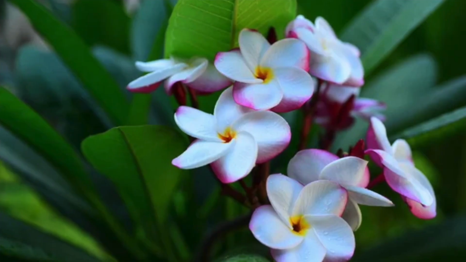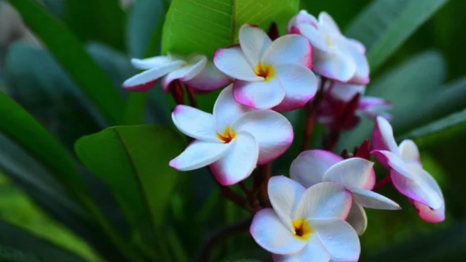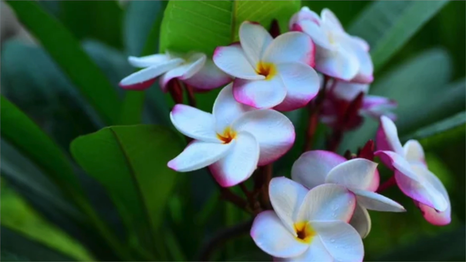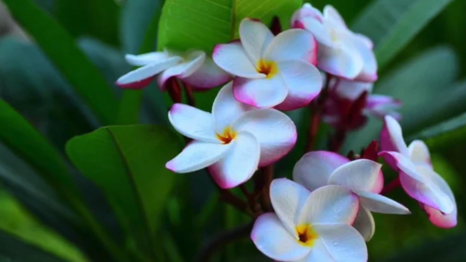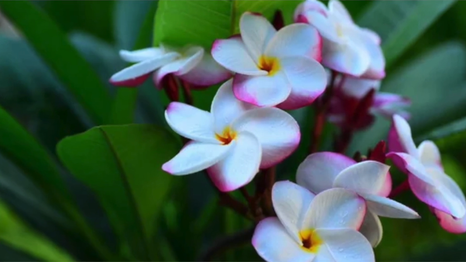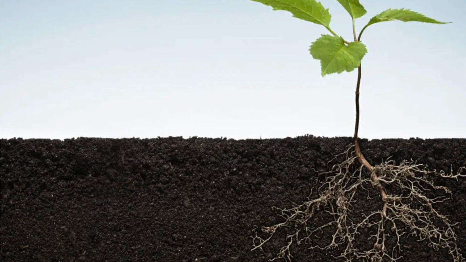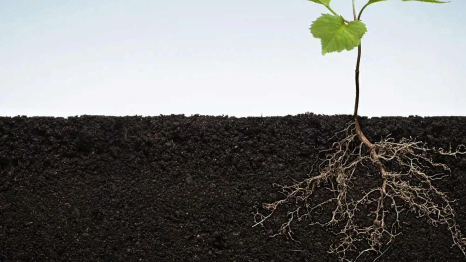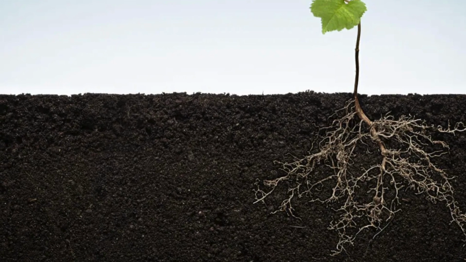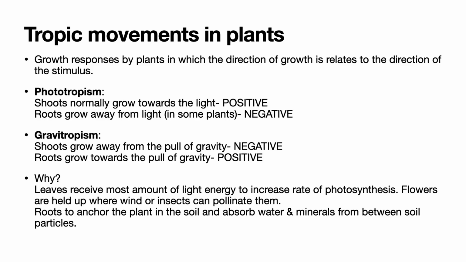Leaves present on shoots have to receive the most amount of light energy to maximize the rate of photosynthesis. Flowers also on the shoots have to be held up where wind or insects can pollinate them. Therefore, shoots grow above the ground. Roots have to grow downwards so that they can anchor the plant in the soil and are able to absorb water and mineral ions from between the soil particles. Experiments are done to prove this.